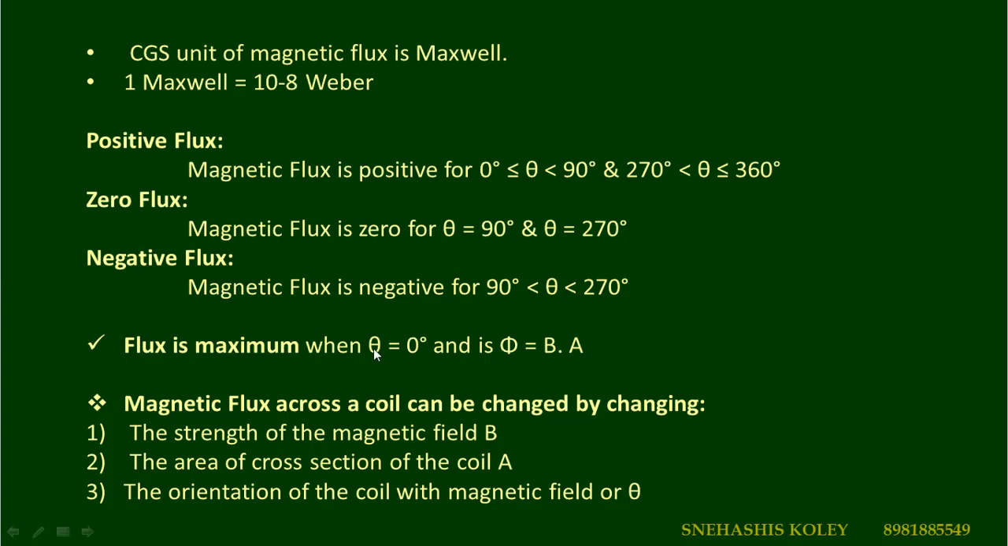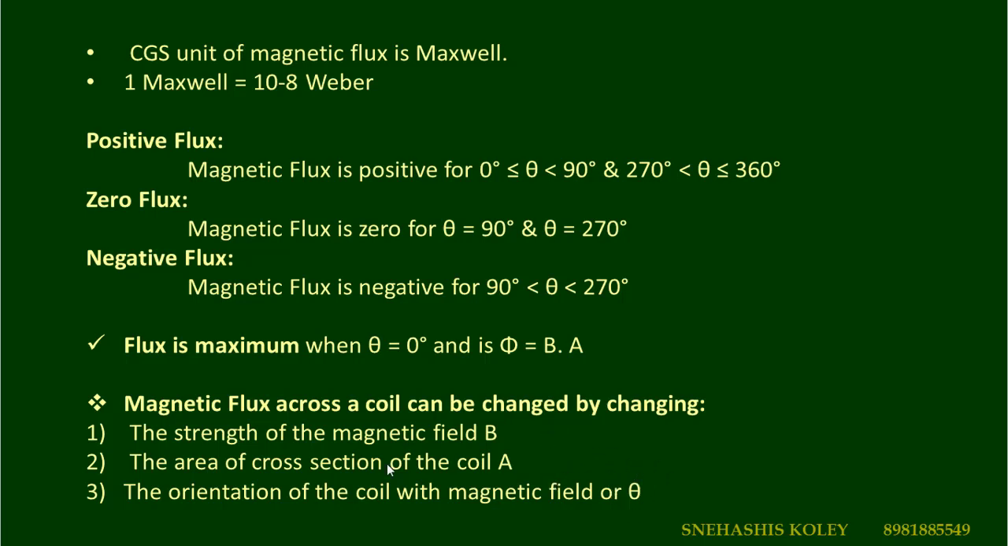So flux is maximum when theta is 0. That means cos theta equals 1, that is BA. That means the magnetic field lines are perpendicular to the page of the paper. Magnetic flux across a coil can be changed by changing the strength of the magnetic field, as it depends on BA cos theta. So it depends on the magnetic field, the area vector and the angle between them.